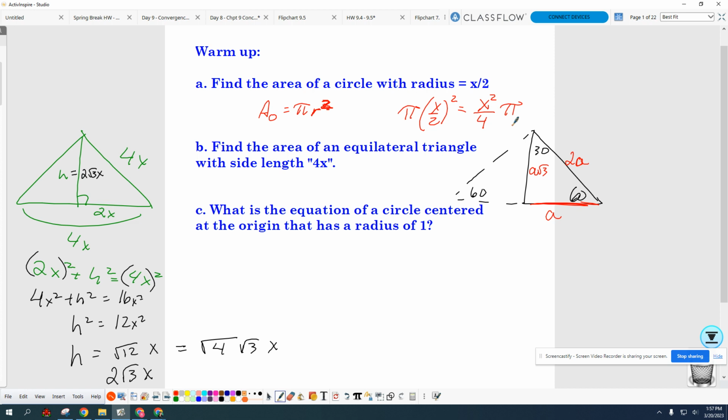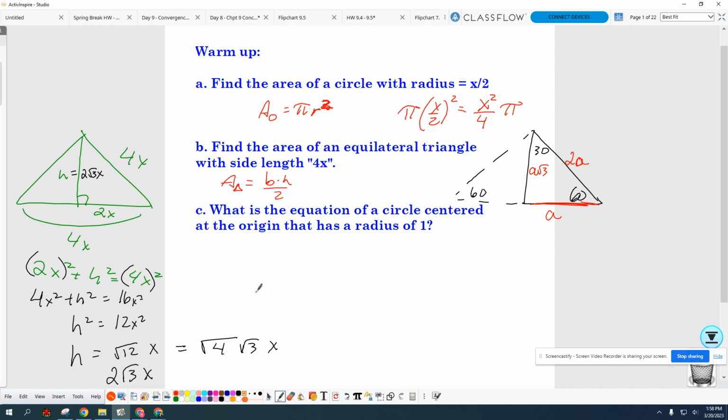Okay. The area of an equilateral triangle with side length 4x. I was nice to you. I chose something even. So the base area of a triangle equation. Jacob, what's the area of a triangle? Base times height divided by 2.